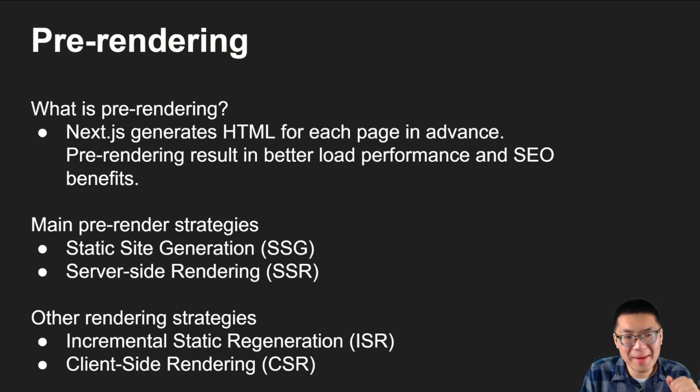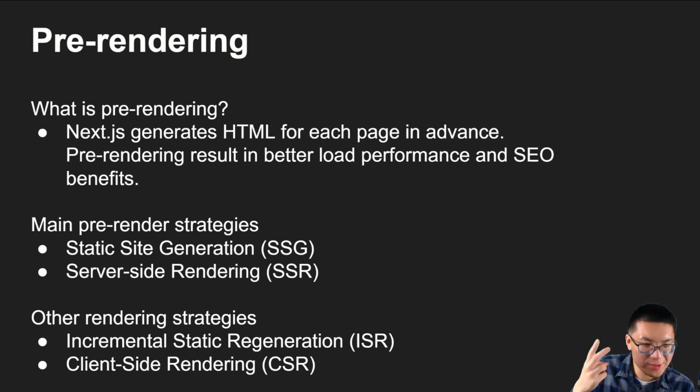Now let's talk about some of the more advanced concepts of Next.js. So what is pre-rendering? Next.js generates HTML for each page in advance during load time, or when you do an npm build essentially for production. And what I mean by that is it literally generates the HTML page that you would visit. The benefits of that is that now we have better load performance and SEO benefits. I'll talk a bit more about how that works later and why you get these benefits.